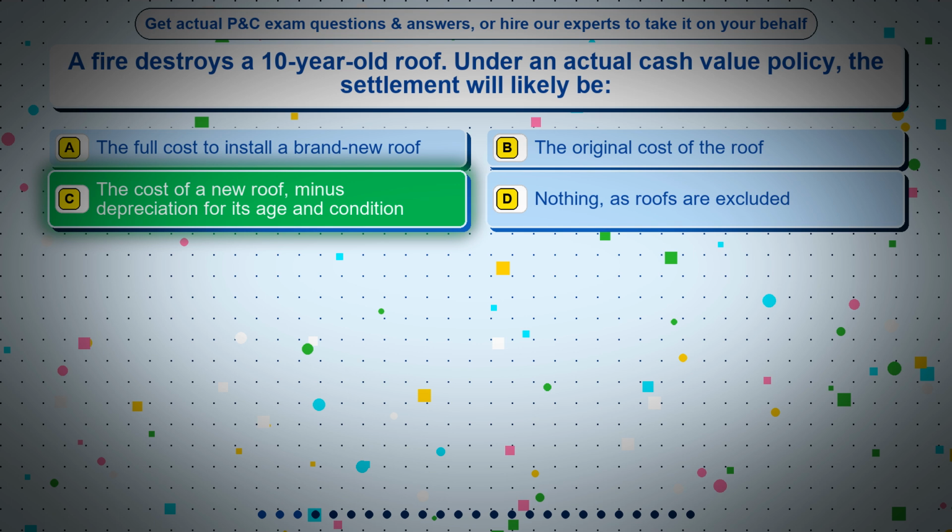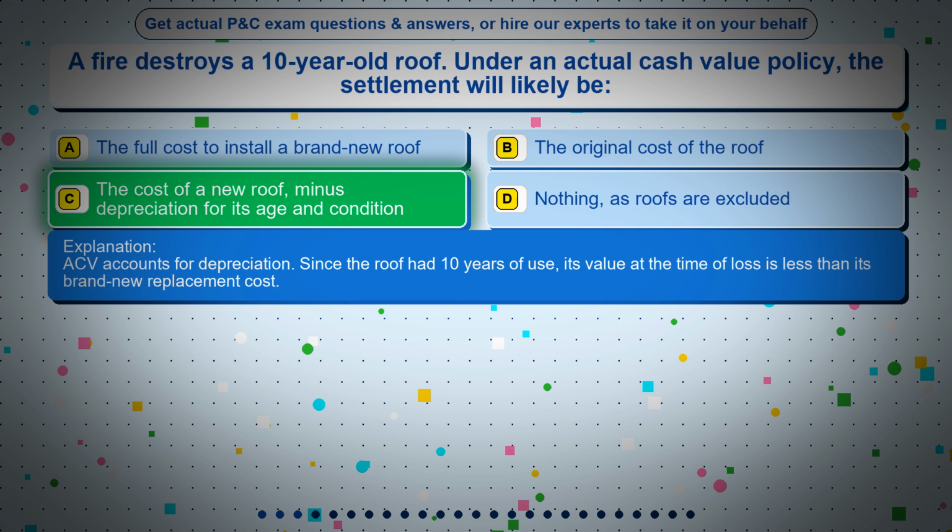The cost of a new roof, minus depreciation for its age and condition. ACV accounts for depreciation. Since the roof had 10 years of use, its value at the time of loss is less than its brand new replacement cost.